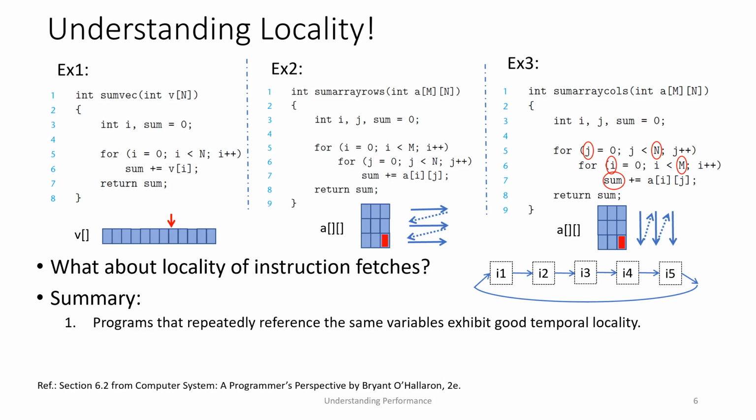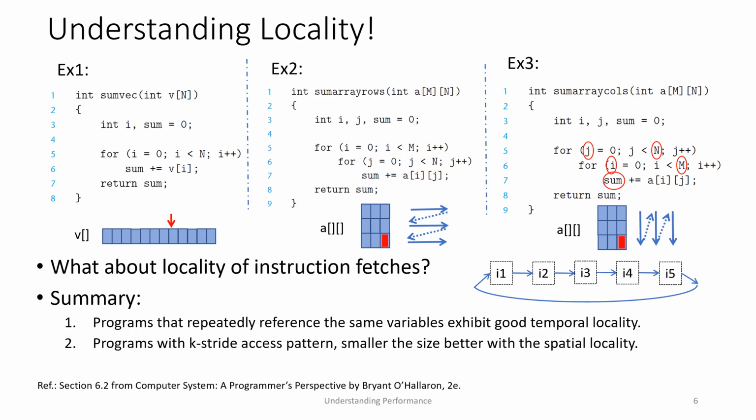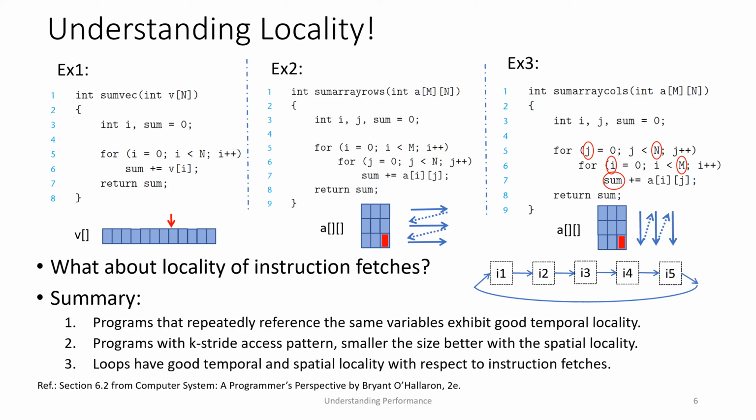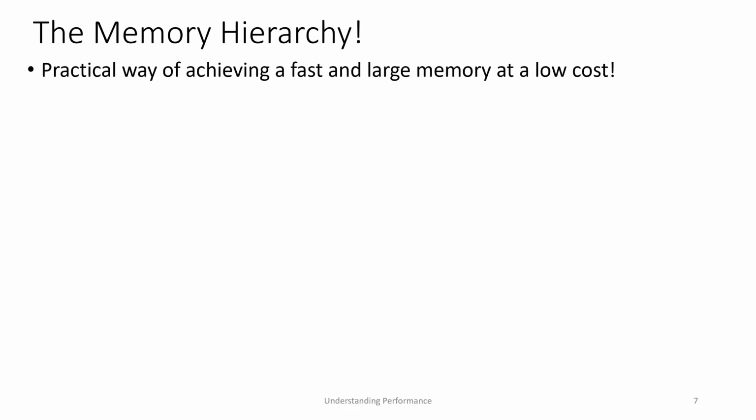So that's the summary: programs tend to repeatedly use the same variables, and these will have good temporal locality. And even if they have some stride, they'll still exhibit some spatial locality. Okay, and loops in general, when we write them, will exhibit both temporal and spatial locality with respect to the instructions themselves. So to exploit this, the system designers have given us what we call a memory hierarchy.